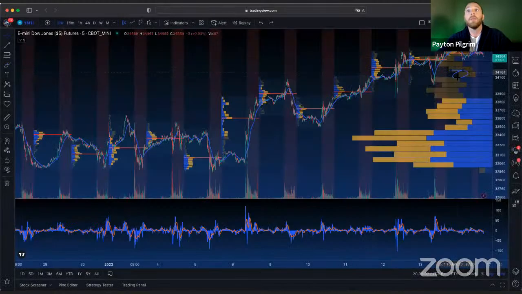It most likely slips through, or it could reject at it. Usually it rejects at these bigger levels, and it'll slip through until it gets to a bigger level, or until it hits a point of control, these red lines, that has not been tested yet. Those are also really important areas.